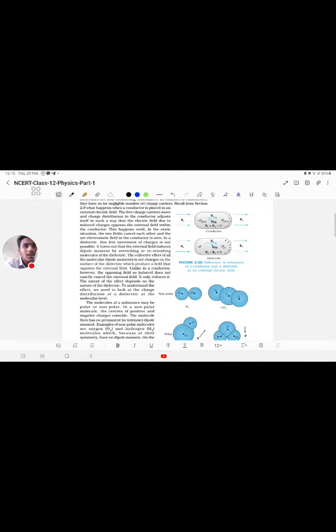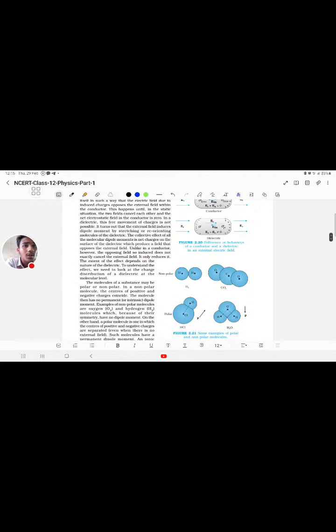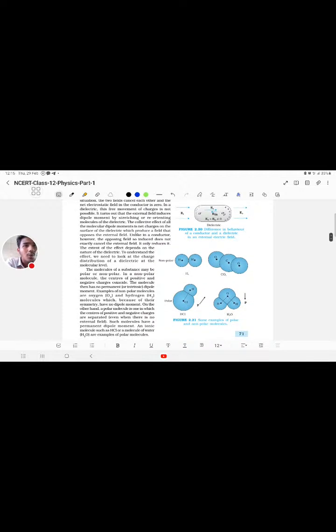The collective effect of all the molecular dipole moments is net charges on the surface of the dielectric, which produce a field that opposes the external field. Unlike in a conductor, the opposing field does not exactly cancel the external field, it only reduces it. The extent of the effect depends on the nature of the dielectric. To understand the effect, we need to look at the charge distribution of a dielectric at the molecular level.